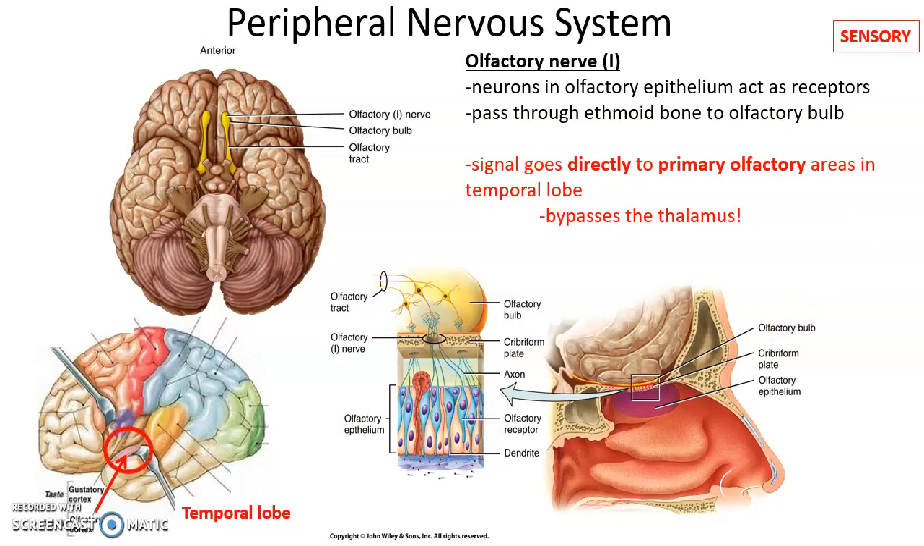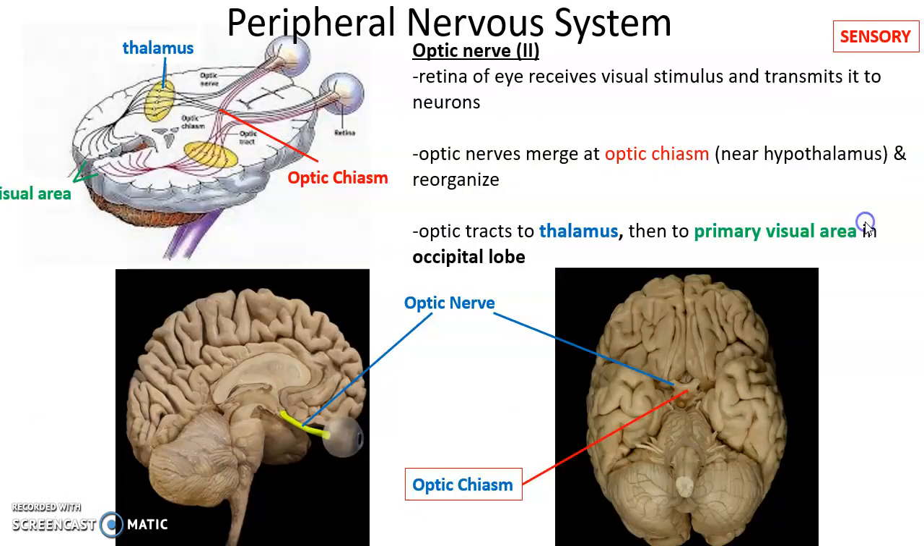So again, this sense bypasses the thalamus. The olfactory nerves carry the information from the nasal cavity to the brain, and then in the brain from the olfactory bulb through the olfactory tract to the primary olfactory area in the temporal lobe.